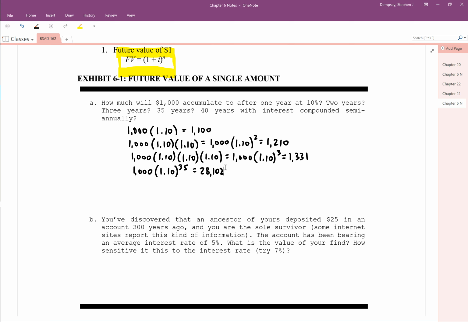The next question I asked is, what about 40 years, but interest is compounded semi-annually? Well, what that means is that 1,000 after 6 months will grow to 1,000 times 1 plus the interest rate in half, because it's semi-annual. So half a year's interest is 5% since the annual rate is 10%. And so that's what you'd have after half a year. But in a 40-year time frame, how many 6-month periods are there? There's actually 80. So you would have to raise this to the 80th power. And so if interest is compounded semi-annually for 40 years, your $1,000 would accumulate to $49,561.